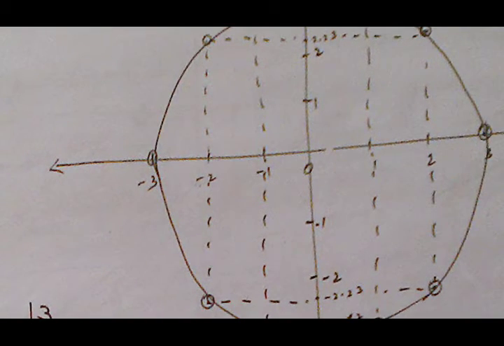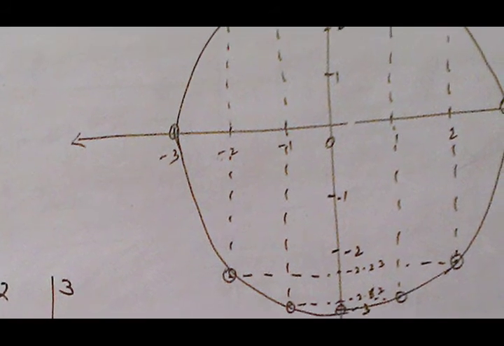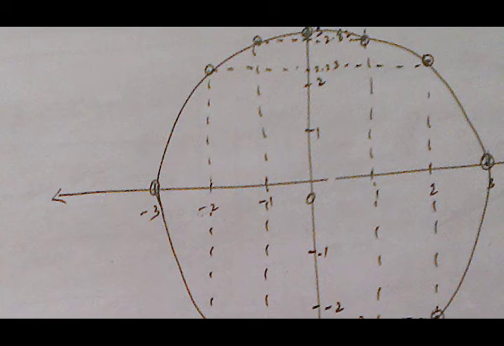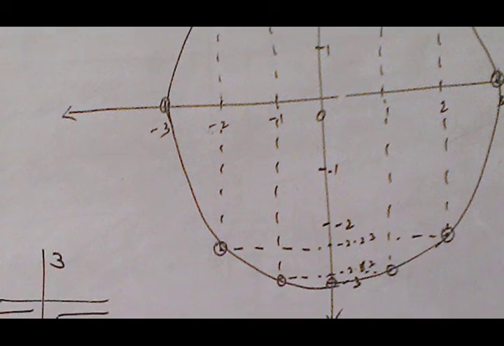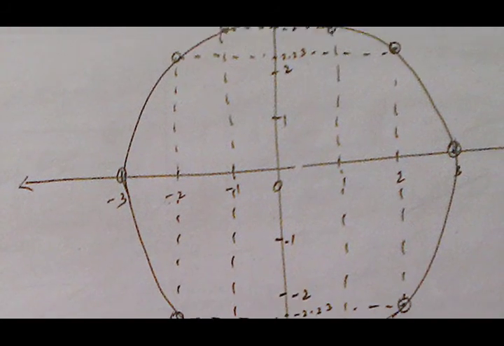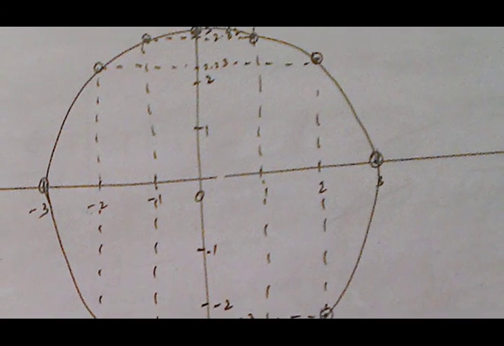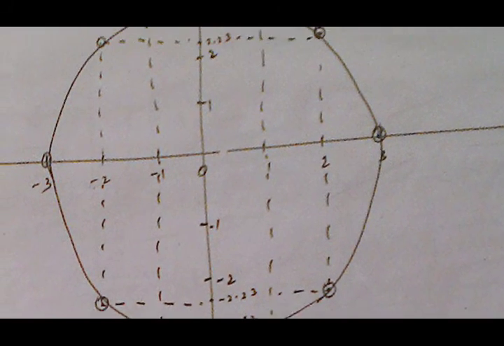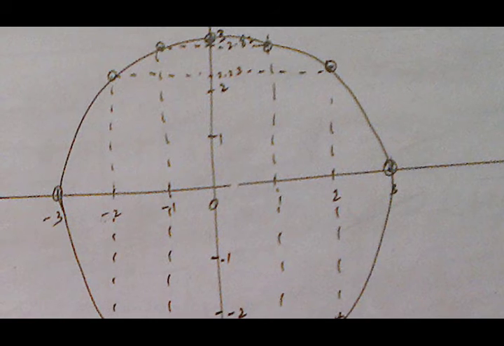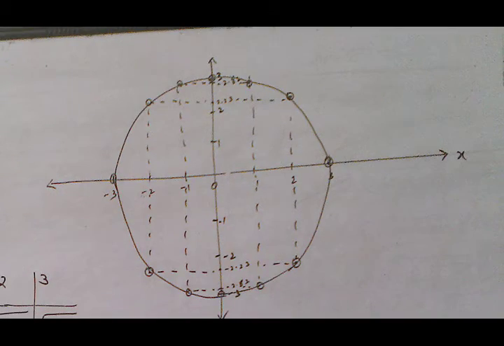At minus 3, y is 0. At minus 2, y is 2.23 positive and negative, and same on minus 1, negative and positive. On 0, y is 3 and minus 3, and same on plus 1, plus 2 and plus 3. We join these points and it becomes a circle.